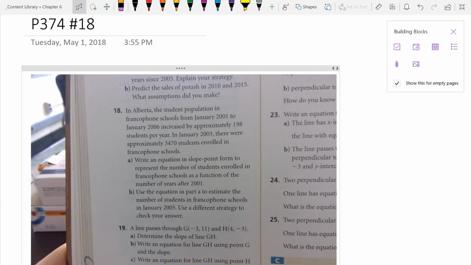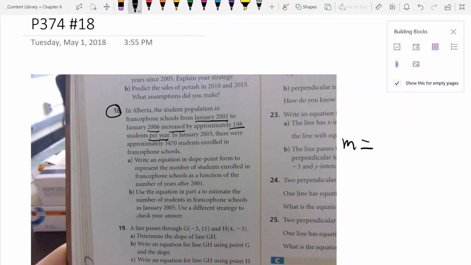All right, so this question, 18 on page 374, we're going to look at the information it gives us. It says from January 2001 to 2006, it increased by 198 per year. So the way we've got to think of that is that's going to give us the slope. The rise was 198. I don't have to subtract this from anything. It just told me that it increased by 198.